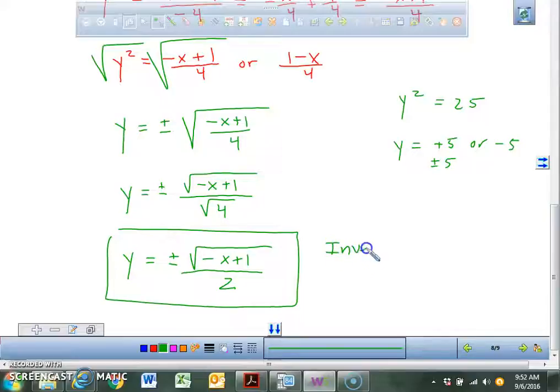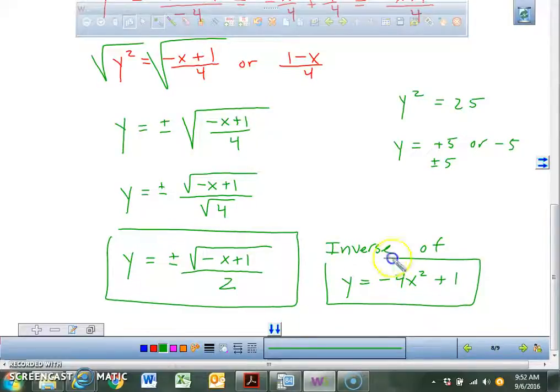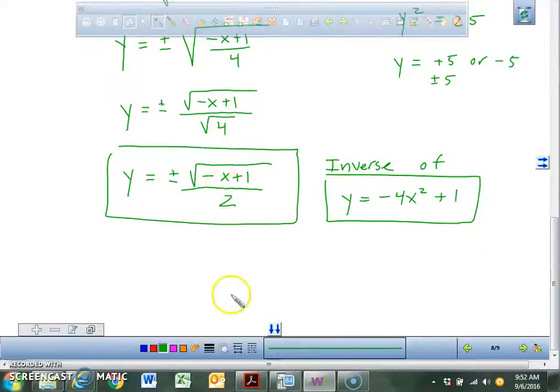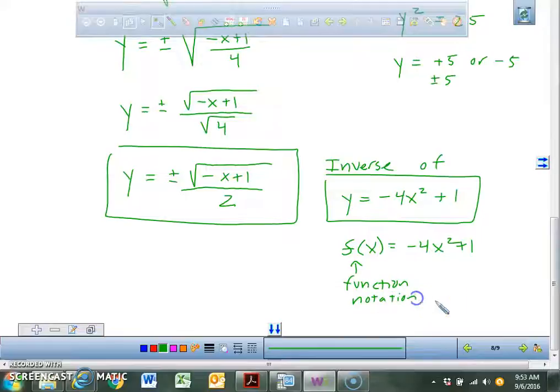This is the inverse of our original function. Now, what was our original function? Negative 4x squared plus 1. So that was the inverse of this one. Okay? This one was written as f of x equals negative 4x squared plus 1. This is how you write an inverse in terms of function notation. By the way, this right here is referred to as function notation. Anytime you see f of x or g of x or h of x, those are all function notation.